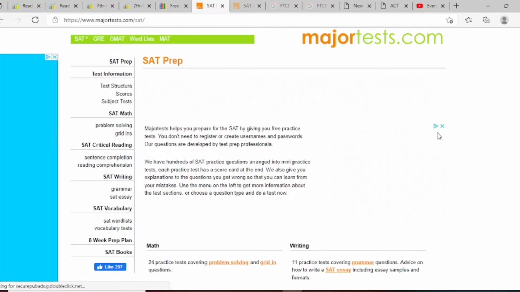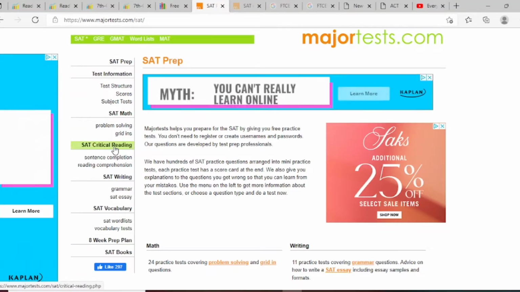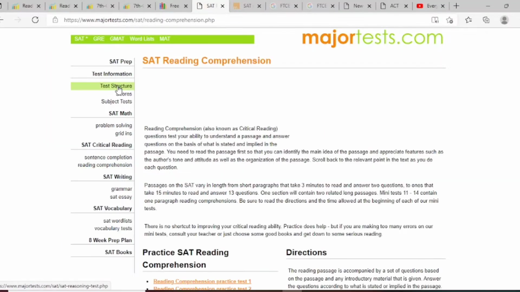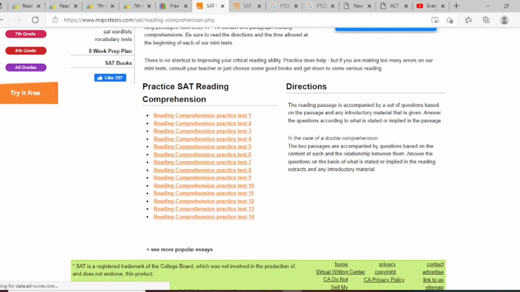Now, when I go to these, I'm going to show you what type of question stems to expect. Now, you're going to go to SAT critical reading, and you're going to click on reading comprehension. After you click on reading comprehension, you're going to see 14 practice questions. I know there's not a lot on majortests.com, but it's still considered practice.